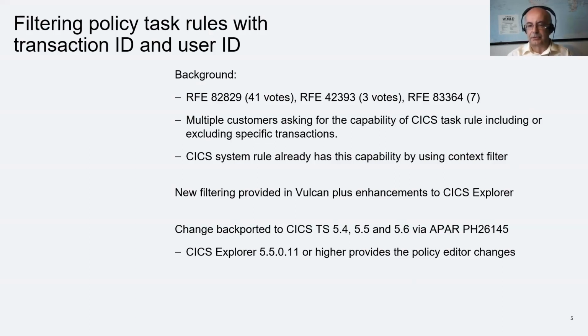We did have a couple of blogs telling you how you could do this, but we needed a much simpler way of doing this. So we've provided filtering for policy task rules for both the transaction ID and the user ID, and you'll see the screenshots in a minute. So the new filtering is... I've just spotted that I thought I'd removed them all. If you see the word Vulkan, that is just our internal code name for the open beta. So we've provided this in the open beta.